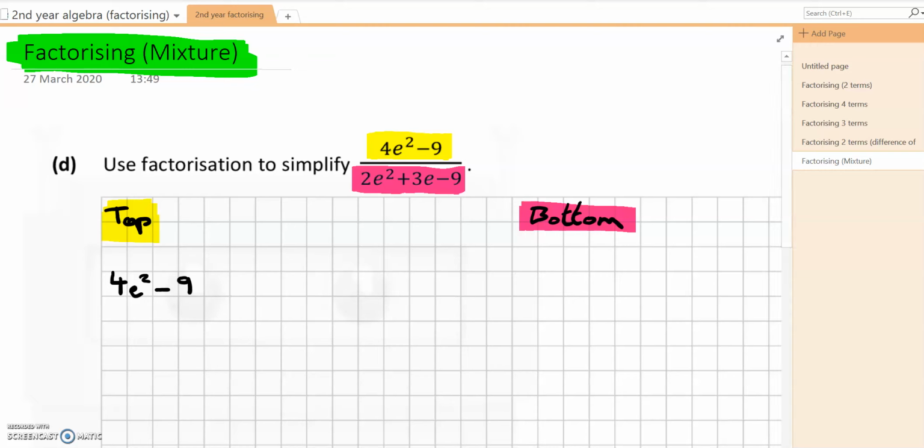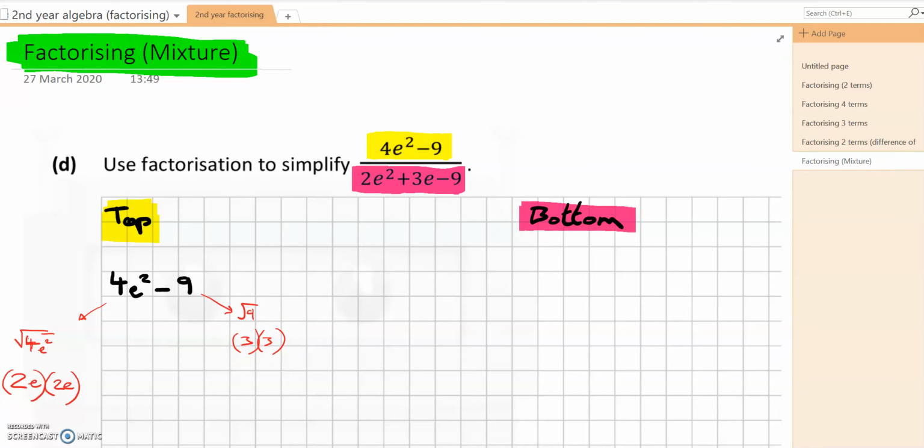So what we have to do is we have to get the square root of the first one, square root of 4e squared. The square root of 4 is 2, so the roots would be 2e and 2e. And what's the square root of 9? Whoops, I'm giving you the answer there. The square root of 9 is, of course, 3. The two roots are 3 and 3.